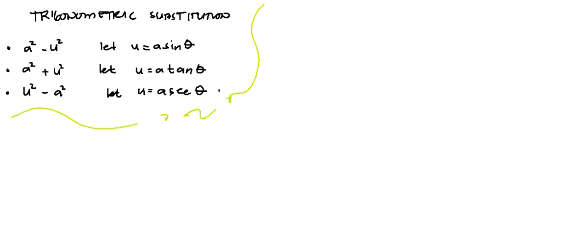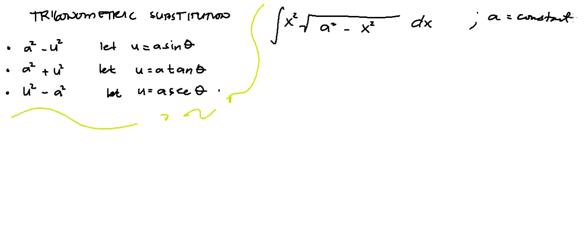Hi, so let's now have an example regarding the trigonometric substitution. We need to evaluate the integral of x squared multiplied by the square root of a squared minus x squared dx, wherein our a here is a constant. Okay, so let's go back to our facts from last time.